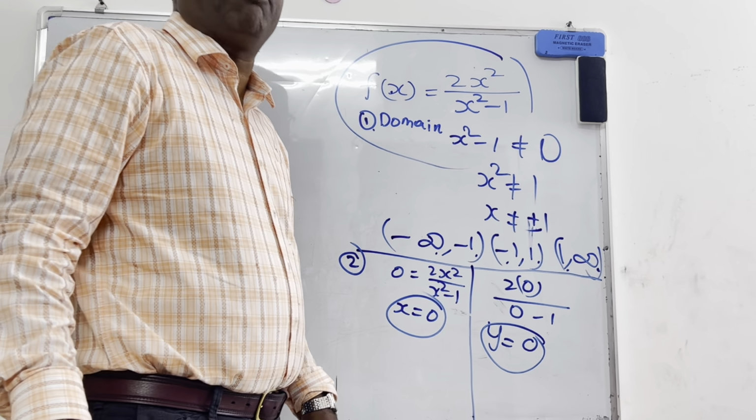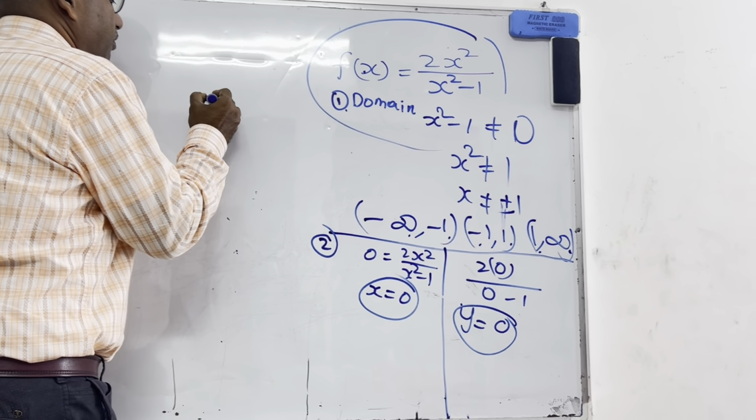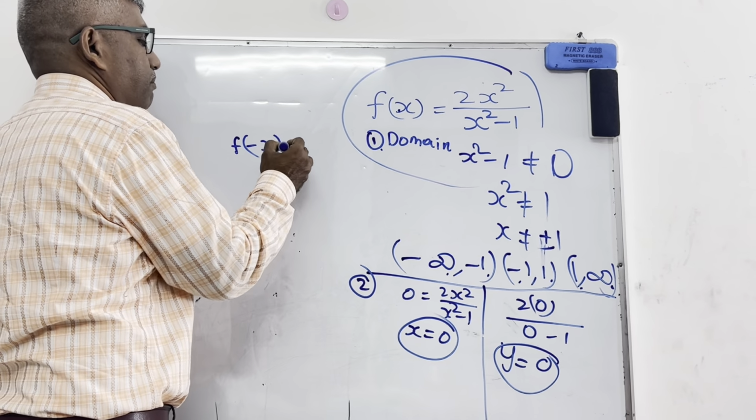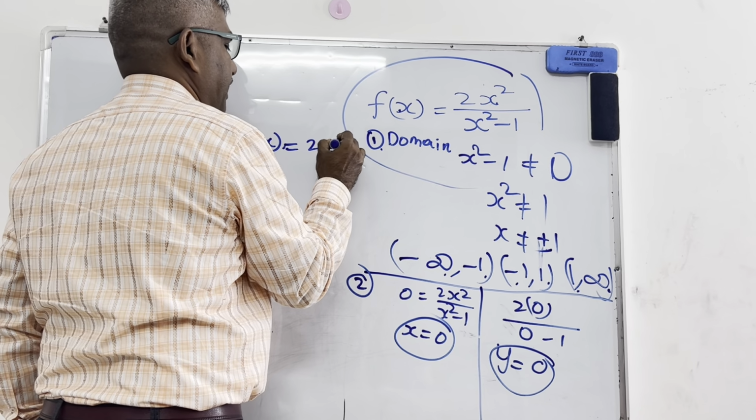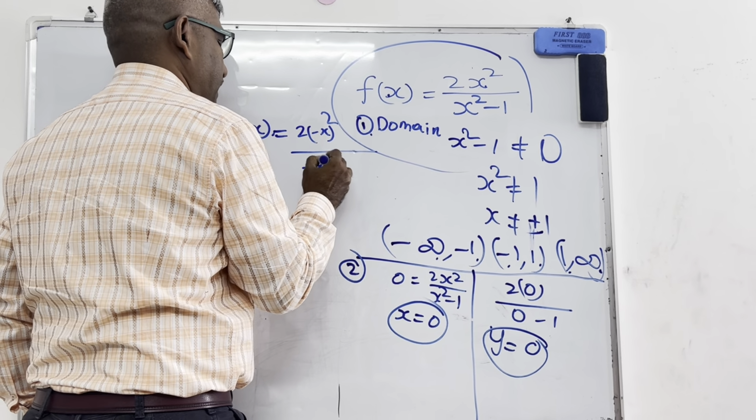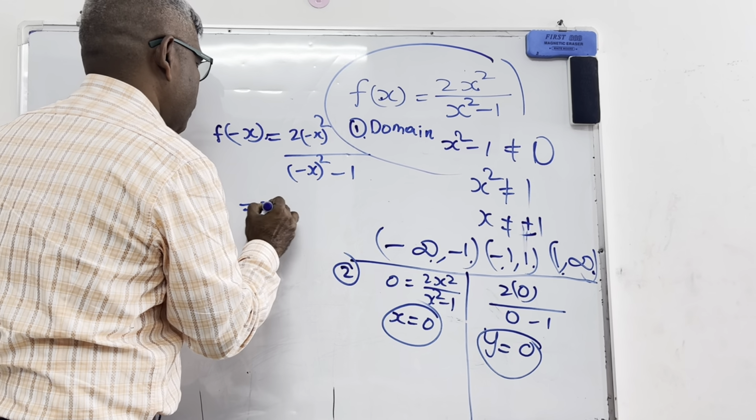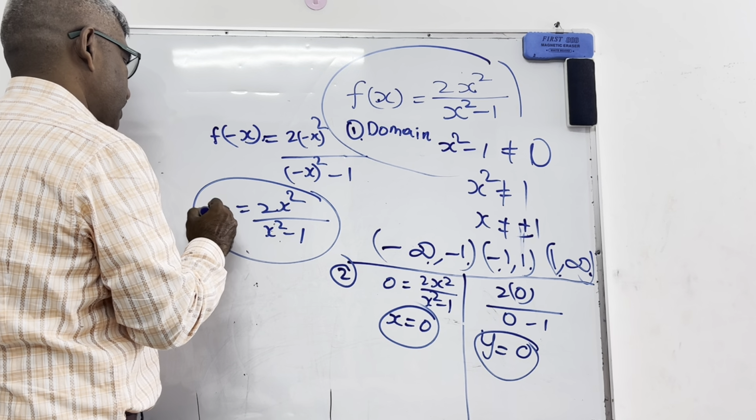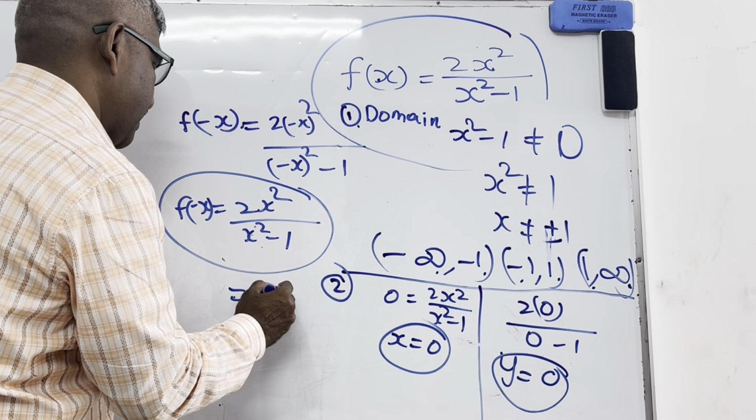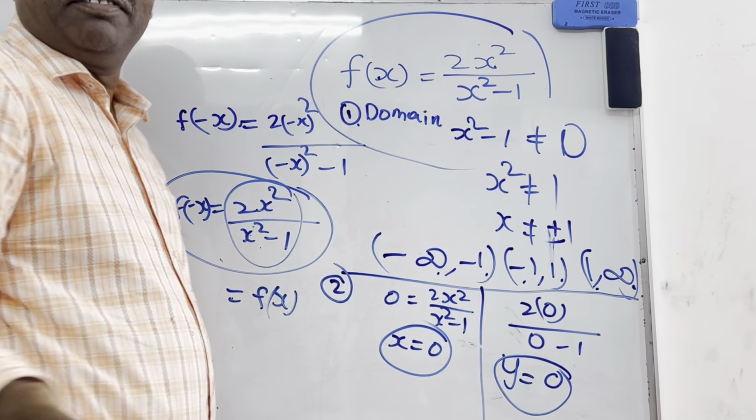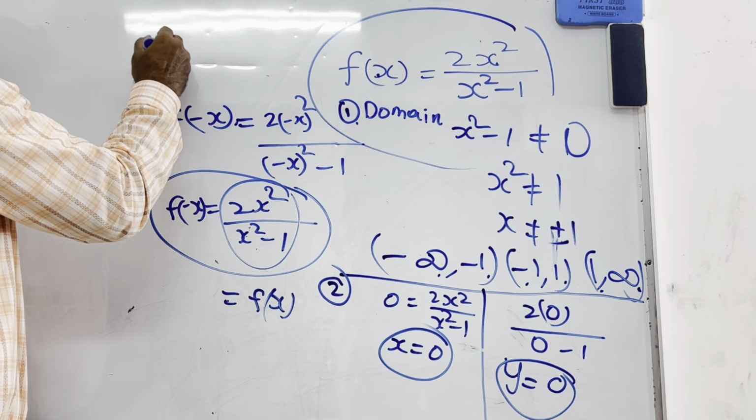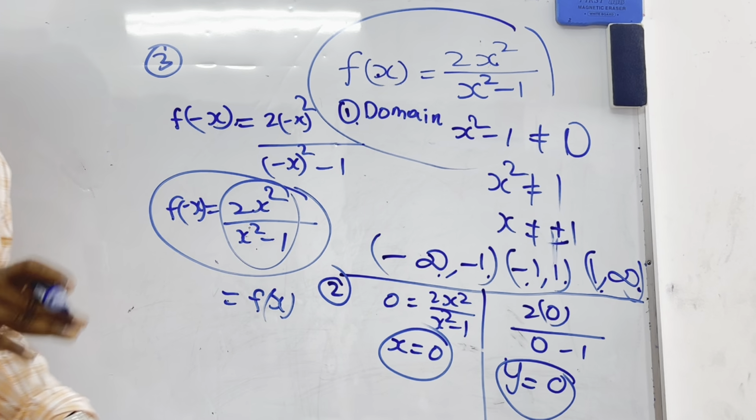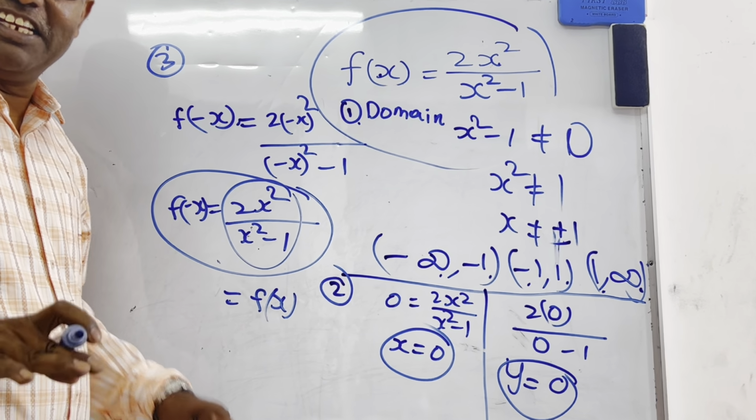Third, find the symmetry. Why do we have to find the symmetry? Let us see. Instead of x, you put minus x wherever, f of minus x. 2 times minus x squared over minus x squared minus 1, which is 2x squared over x squared minus 1. What will happen? f of minus x is equal to f of x. The same came. So if f of minus x is equal to f of x, your job is reduced. Why? It is symmetry, even symmetry.